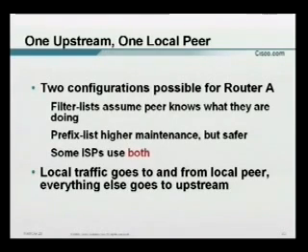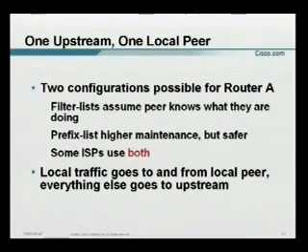As I said, two configurations possible for A. Filter list assumes the peer knows what they're doing. Prefix list is higher maintenance, but it's safer. Some ISPs do both. If you talk to me and ask me, I say do both, because experience, history. And it's quite simple. Local traffic stays local, and everything else will go to the upstream. And that's BGP. It's a multi-homing BGP configuration.